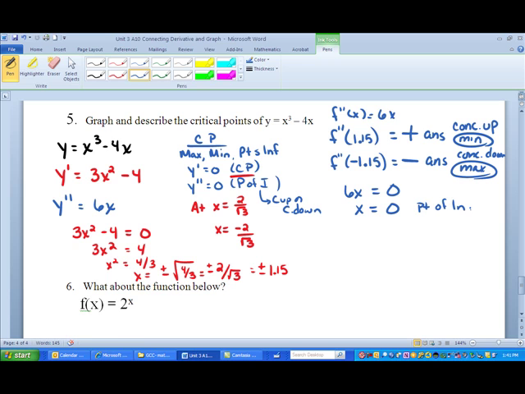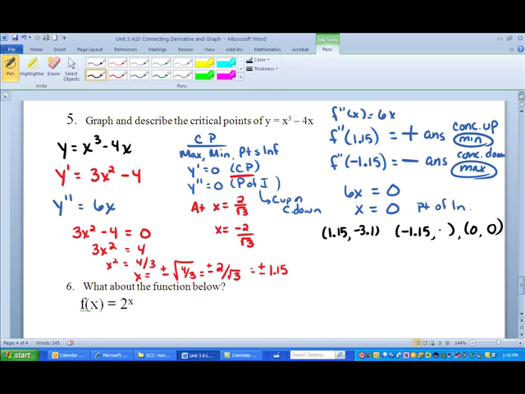And then the only other thing we may want to do is to find the corresponding y values of each of these points. So we know we have critical points at 1.15, negative 1.15, and at 0. To find the y values, we plug into y equals x cubed minus 4x. The easy one: when I plug in 0, I get 0. When I plug in 1.15, I get negative 3.1. Now remember that these are going to be estimates.